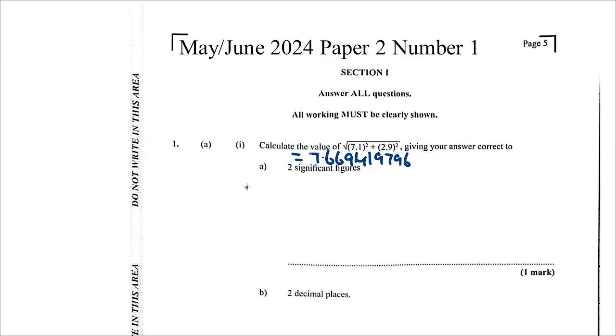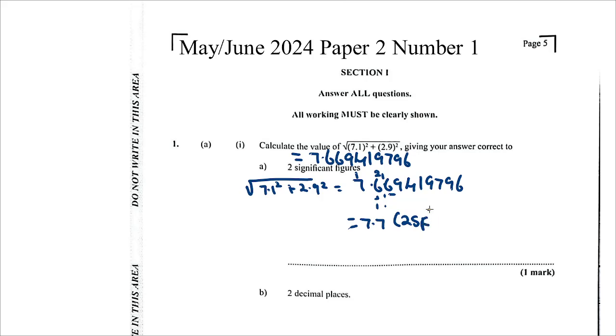7.6694199796. So basically you'll put square root of 7.1 squared plus 2.9 squared is equal to 7.6694199796. They wanted 2 significant figures. You start with the first 1, 2, draw a line. Anytime we draw a line, you look at the digit after the line, on the right hand side of the line, to see if it is more than 5 or less than 5. It is more than 5, so you add 1 to the digit directly at the right hand side, or in front of the line. So this is going to be 7.7 to 2 significant figures, and that is your answer for this one.